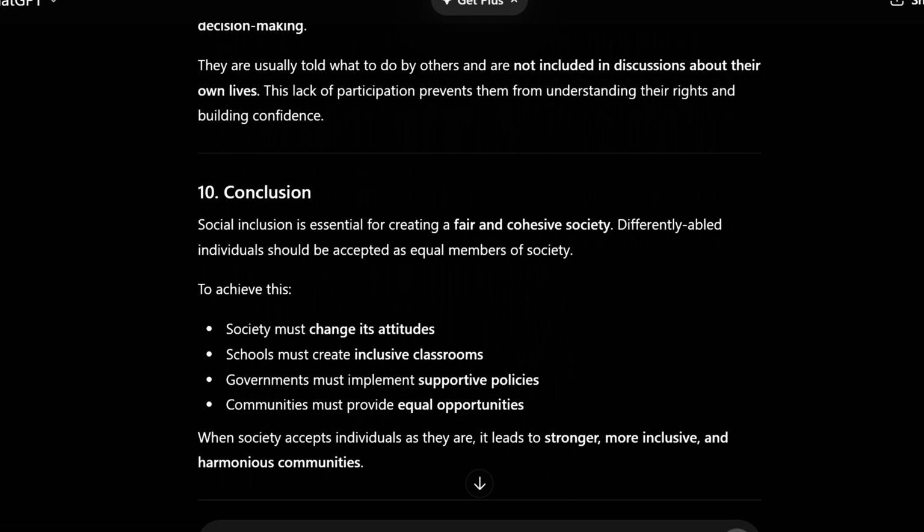10. Conclusion. Social inclusion is essential for creating a fair and cohesive society. Differently abled individuals should be accepted as equal members of society. To achieve this, society must change its attitudes. Schools must create inclusive classrooms. Governments must implement supportive policies. Communities must provide equal opportunities. When society accepts individuals as they are, it leads to stronger, more inclusive, and harmonious communities.